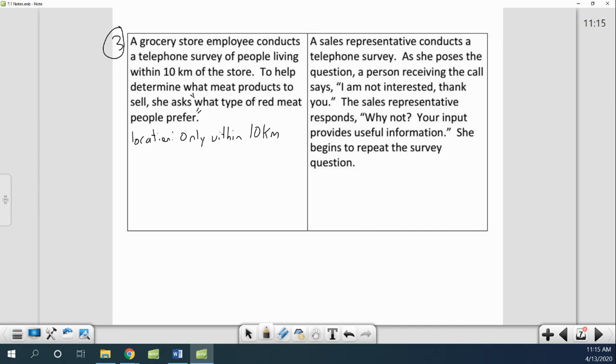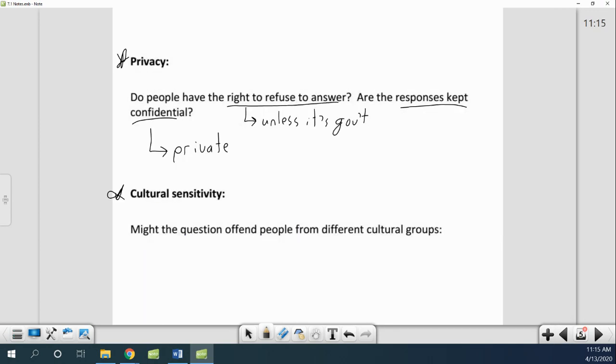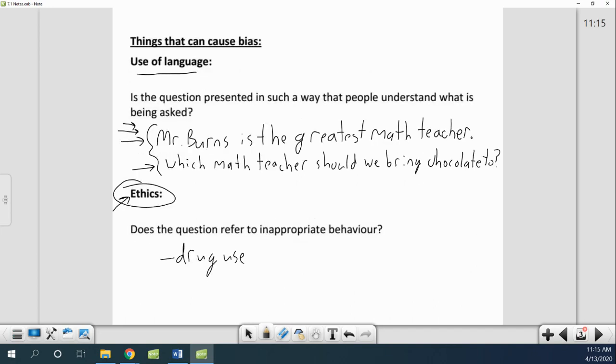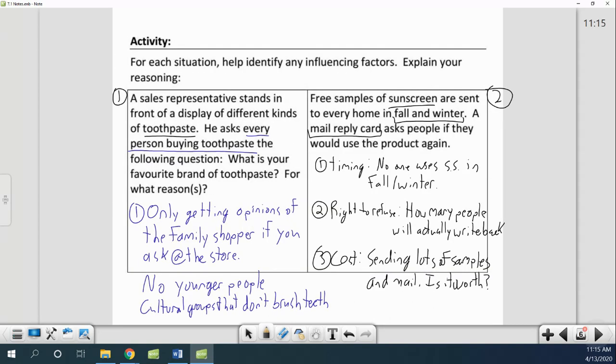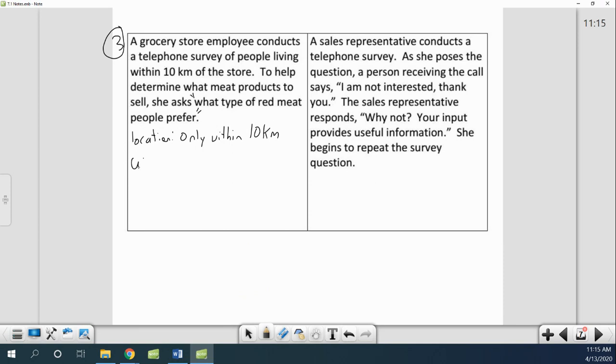But being within 10 kilometers might give you some bias for location. But probably the biggest one, what's that called? What's the exact word again? Go back here really quick. Not privacy, time and location. Use of language. That's what it's called. Their use of language.